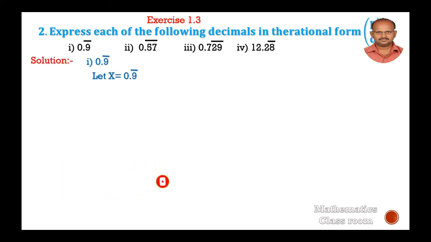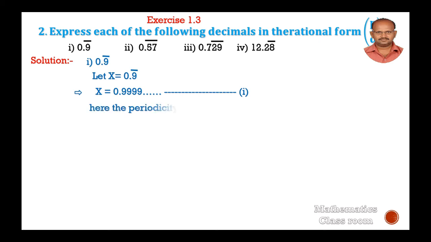Express each of the following decimals in the rational form, that is p by q. Here is the first question, 0.9 bar. Let x is equal to 0.9 bar on 9, that is, x is equal to 0.999 and so on. It is equation number 1.